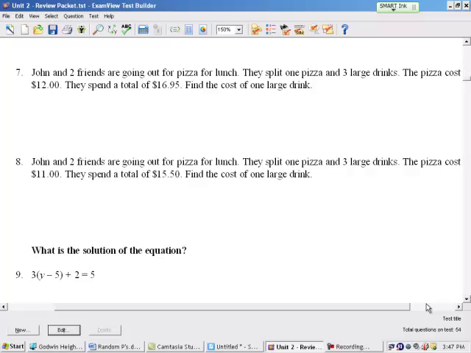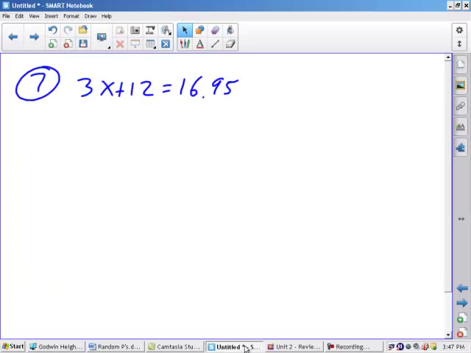Okay, going over here. 3x. 3x stands for the 3 different drinks. In other words, there are going to be 3 different drinks that we don't know what the cost is. So 3 people, and we need to find out how much each is. That's the x. So 3 times the cost of each drink will give you obviously 3 drinks. And then the pizza costs $12. That's where the 12 comes in. That's automatically going to be paid. And then $16.95 is going to be the total.